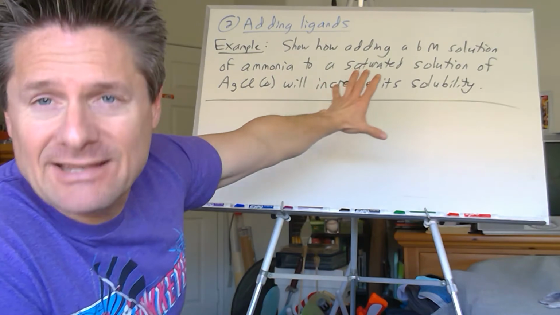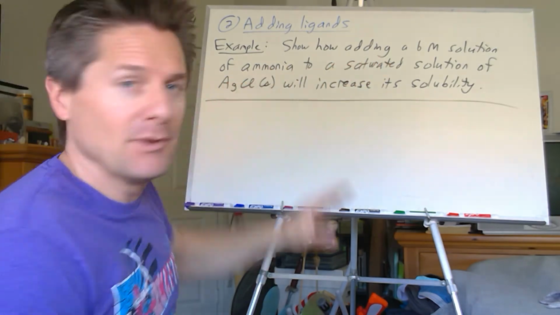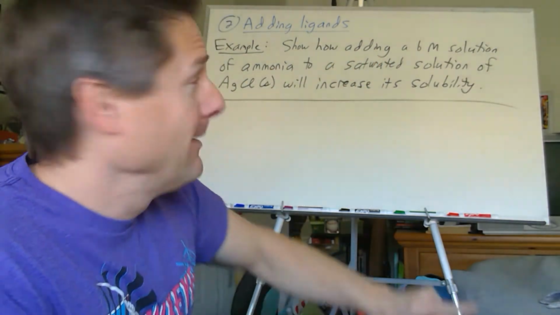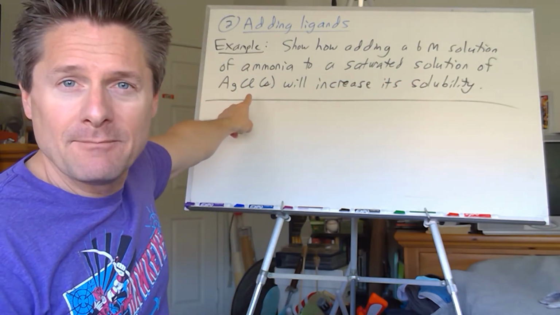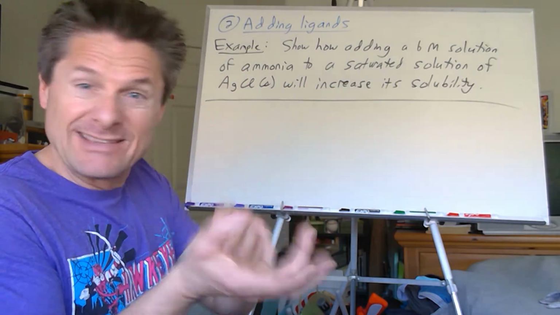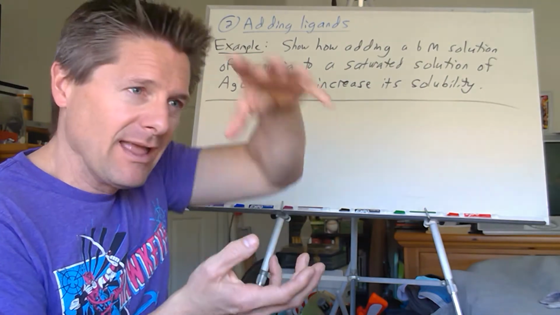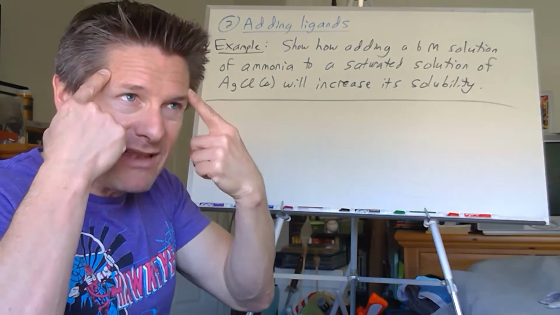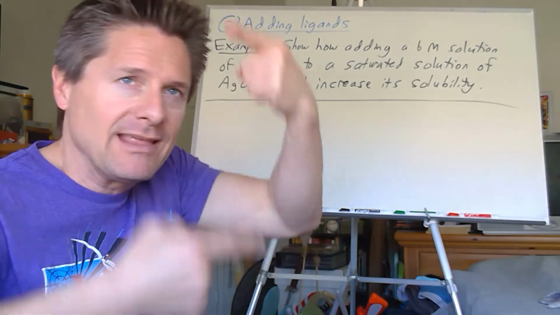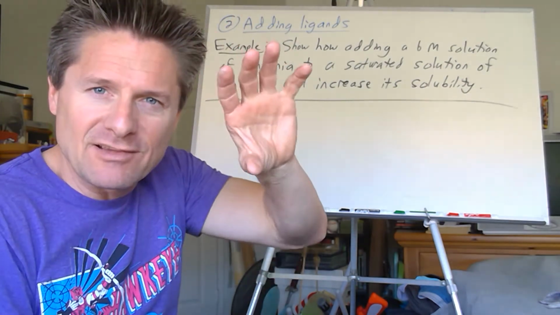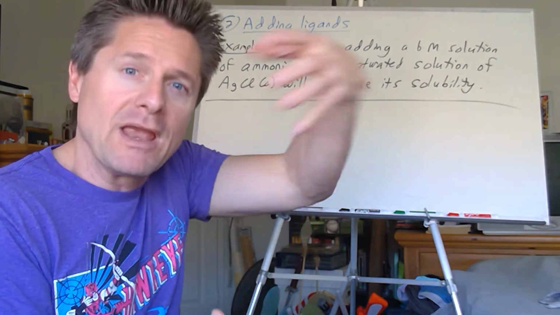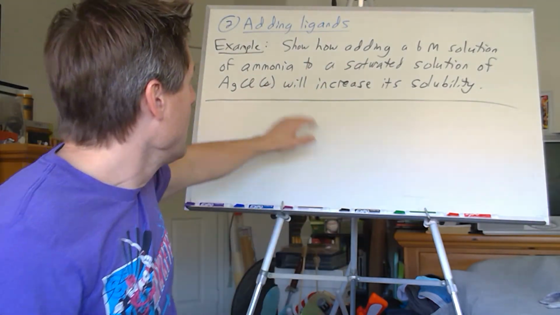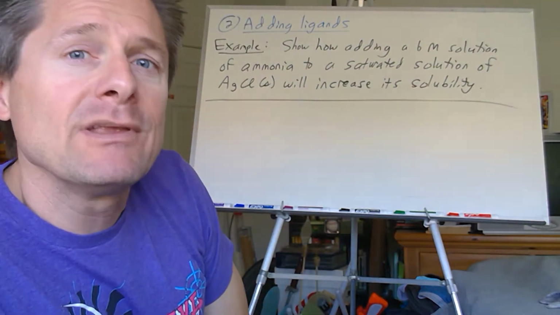Show how adding a 6 molar solution of ammonia, notice I didn't give you the formula, to a saturated solution of silver chloride solid. So you can see the solid in a container and the solution above it, and you can hopefully mentally see the silver and chloride ions in solution in equilibrium with that solid, where the rate of dissolving and the rate of formation are equal. How will adding that ammonia increase its solubility?